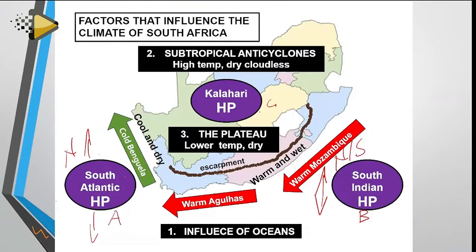So on the east we have South Indian, and South Indian is associated with the warm Mozambique current, and therefore the air on the east will be warm and moist, and the air on the west, because it is influenced by the Benguela current, will be cold and dry.